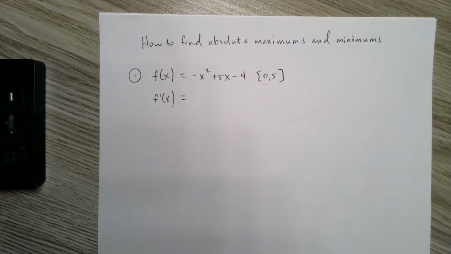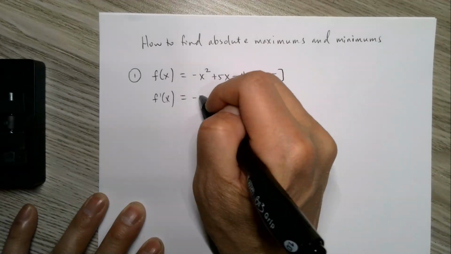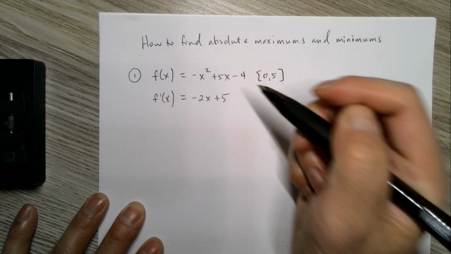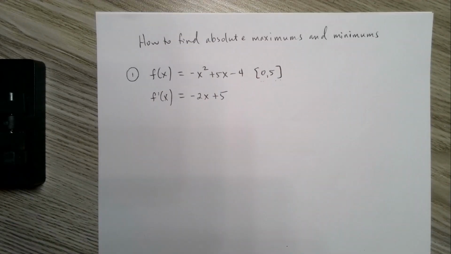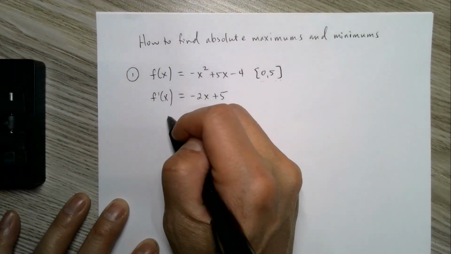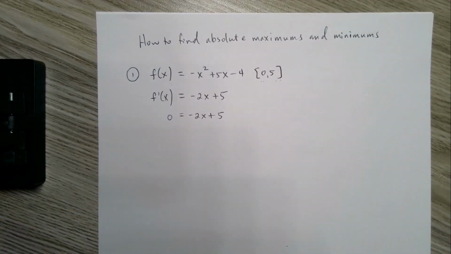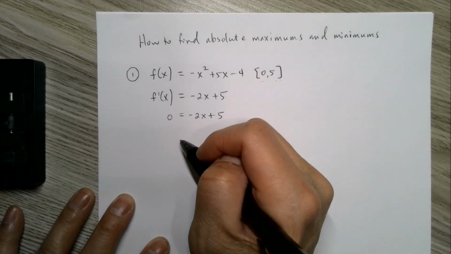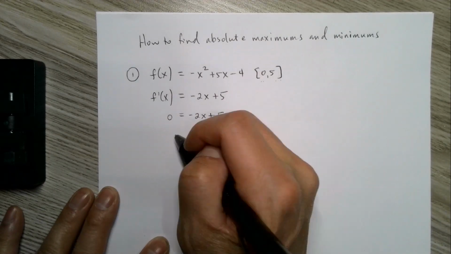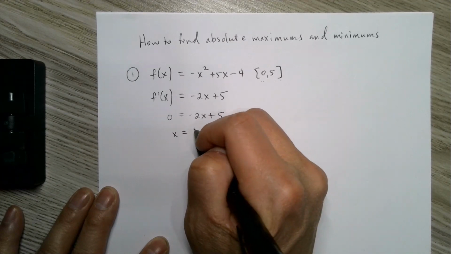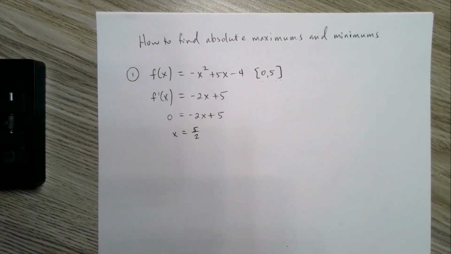So we go for the first derivative first, because the first derivative will give us the slope function. And since I'm looking for absolute maximums and minimums, I am now going to set the slope function to 0, because that's where I'm going to find maxes and mins. And when I set it equal to 0, x will equal 5 over 2, or 2.5.